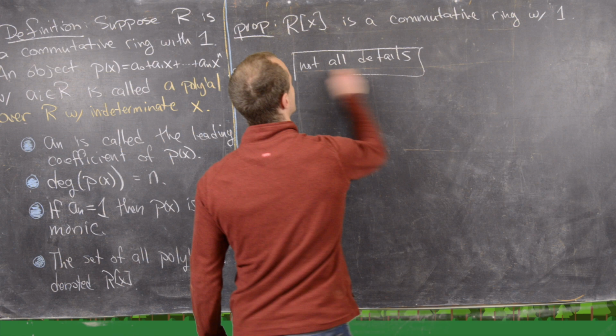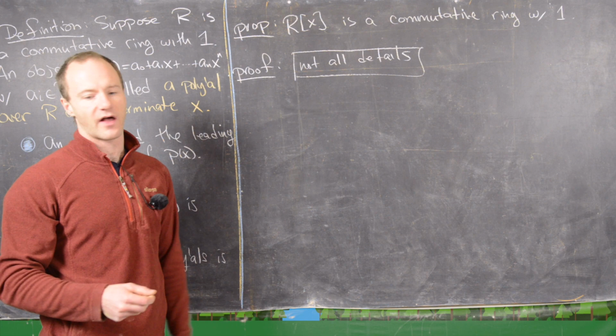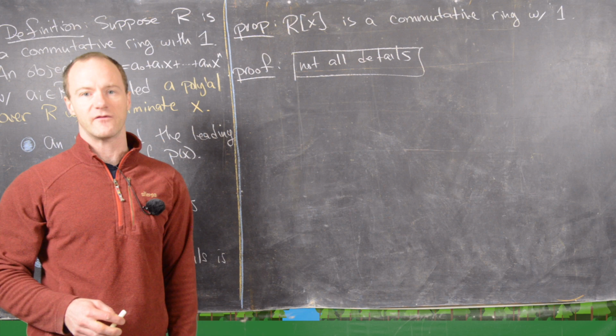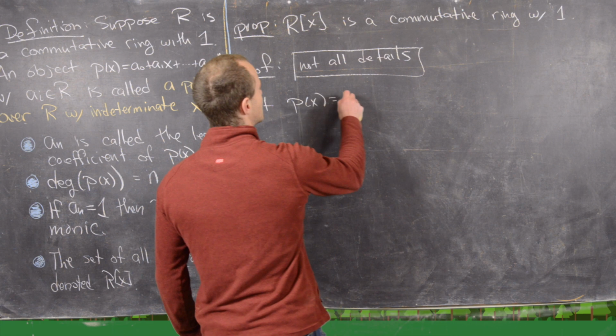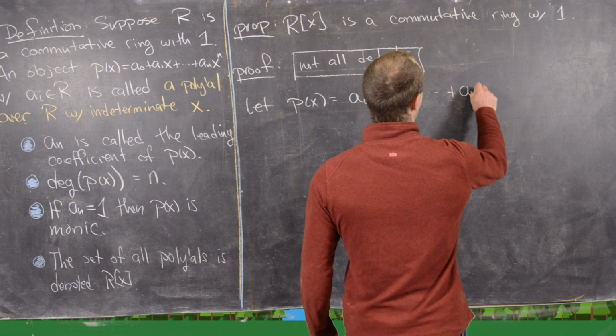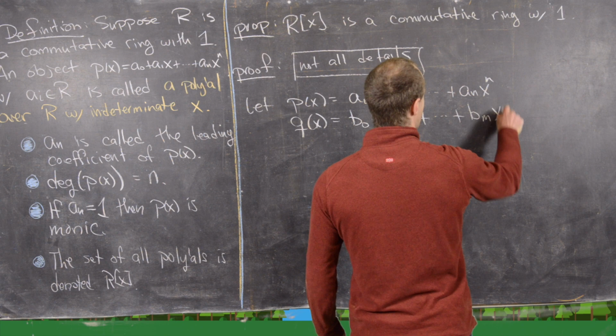So maybe I will point out that the 1 in this case will be just the number 1, and then all the coefficients of the would-be x's would be 0, and that's also kind of obvious to see. What I will do is prove the commutativity of multiplication, and that should equip you with enough skills to prove the rest of it pretty easily. So let's go ahead and let P of x equal a0 plus a1 x all the way up to an x to the n, and then let's say q of x is b0 plus b1 x plus all the way up to bm x to the m.